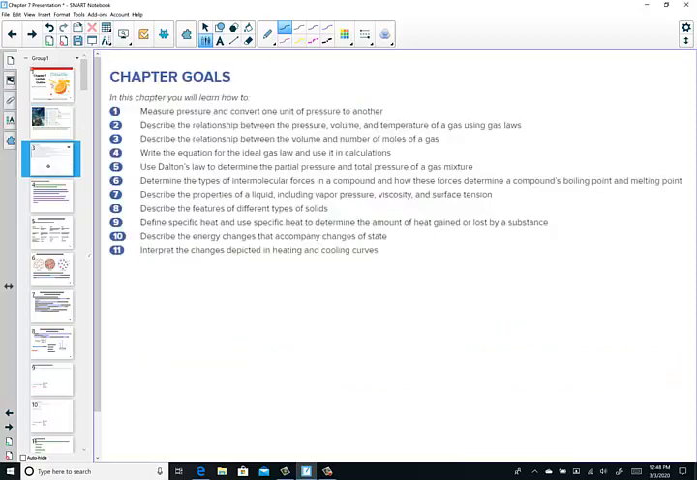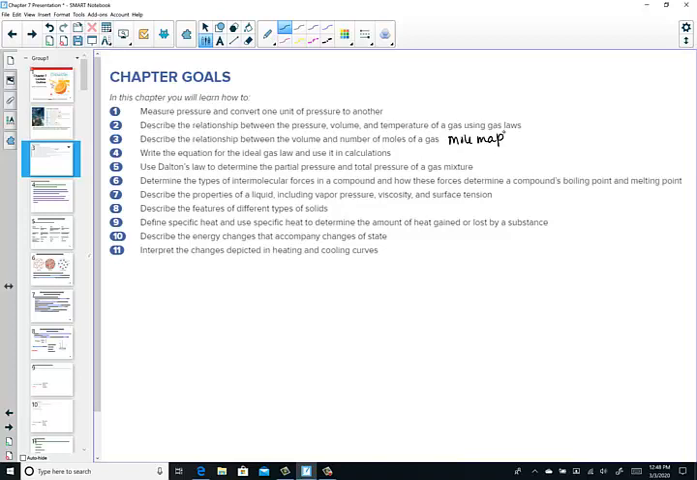Here are our learning goals, and I've done a nice job presenting those by sharing the topics. We will measure pressure and convert from one pressure unit to another. That's our first section. We'll describe the relationship of pressure, volume, and temperature of a gas. We'll describe the relationship between volume and the number of moles. We'll go back and look at the mole map.